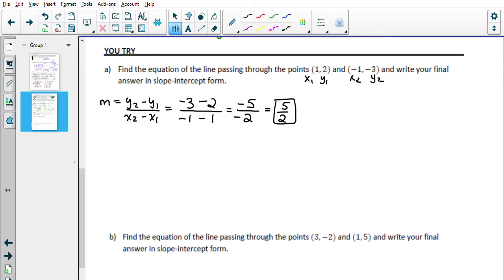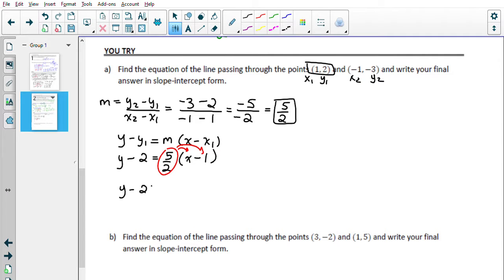And I will choose this as (x1, y1). So step 1 is done. Step 2, you go to the equation. y - y1 = m(x - x1). So y subtract 2 equals 5 over 2 (x subtract 1). Distribute the 5 over 2. So you will get y subtract 2 equals 5 over 2 x minus 5 over 2.